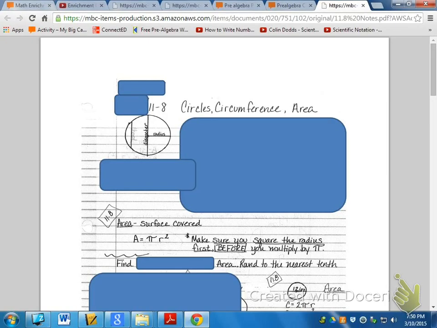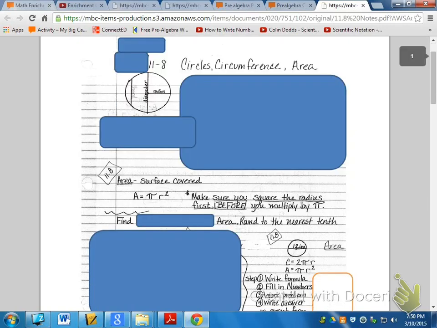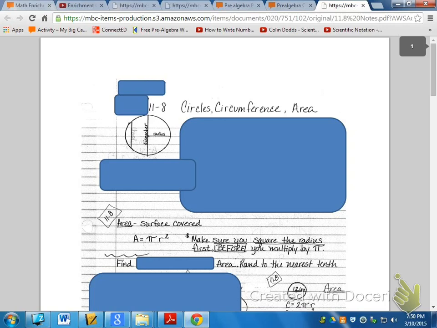11.8, circles, circumference, and area. Really, this one is just area. We talked about circumference in the other video or yesterday, depending on which class you're in. So we're going to talk about the formula for area of a circle.